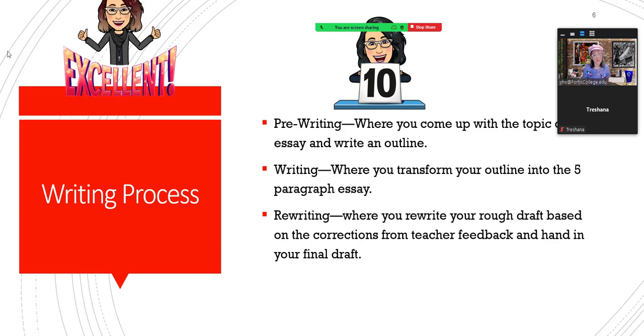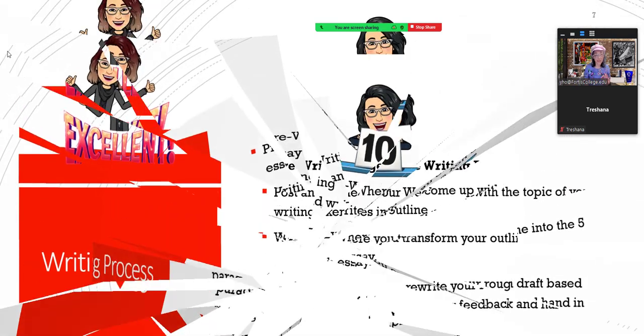So the writing process. There are 3 stages to the writing process. Pre-writing, which was week 2, when we came up with our essay topic and wrote our outline. And then week 4 is writing, where you transform your outline into the 5-paragraph essay structure, which is what you're going to be doing in week 4. Rewriting, where you rewrite your rough draft based on the corrections from teacher feedback and hand in your final draft. That's week 5 and 6. So writing is week 4. Rewriting would be weeks 5 and 6.